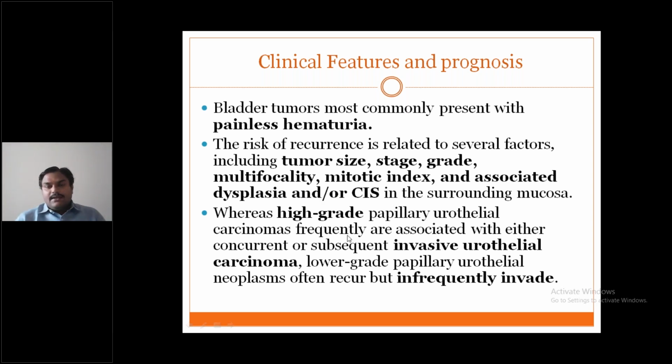Whereas high grade papillary urothelial carcinomas frequently are associated with either concurrent or subsequent invasive urothelial carcinoma, low grade papillary urothelial carcinomas often recur but infrequently invade. So the high grade lesions will invade, whereas the low grade will recur but infrequently invade. This is what you have to remember.